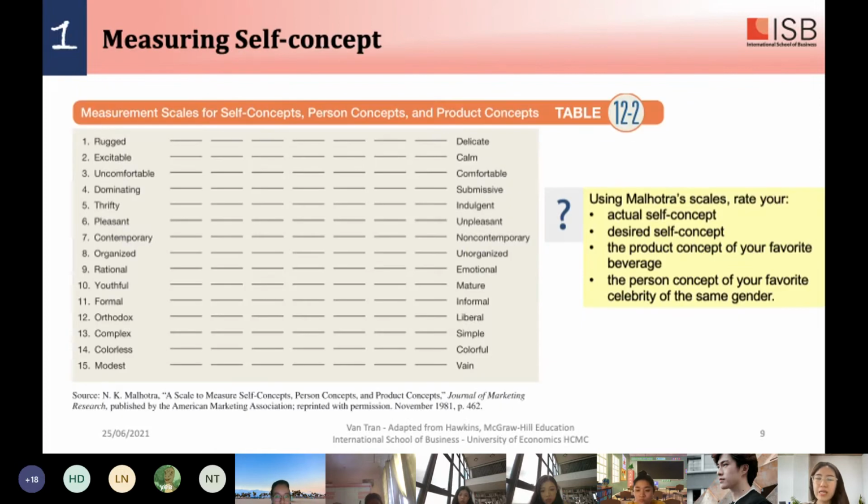So in terms of measuring the self-concept, there are many ways to do that. However, in what we discussed in the course, there's one way that can help us to do that. That is the scale from Malhotra. This one can take a lot of time to do, and that is why we're not focusing on this one in this course. It's just to help you guys to have an understanding about this concept, right?